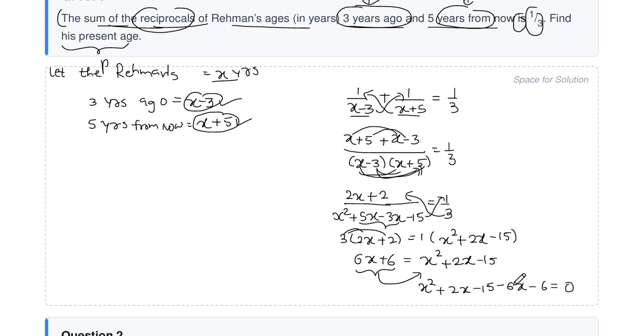If we add up the like terms, we will get x square, 2x minus 6x, which is minus 4x, and minus 15 minus 6, that will be minus 21, is equal to 0. So this is our required quadratic equation. Solve this quadratic equation by using factorization or the quadratic formula method. You will get the present age. I will tell you how to convert only into the mathematical expression.